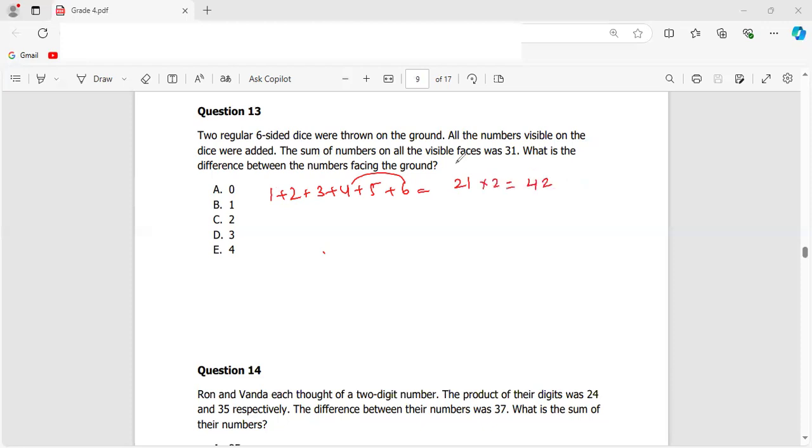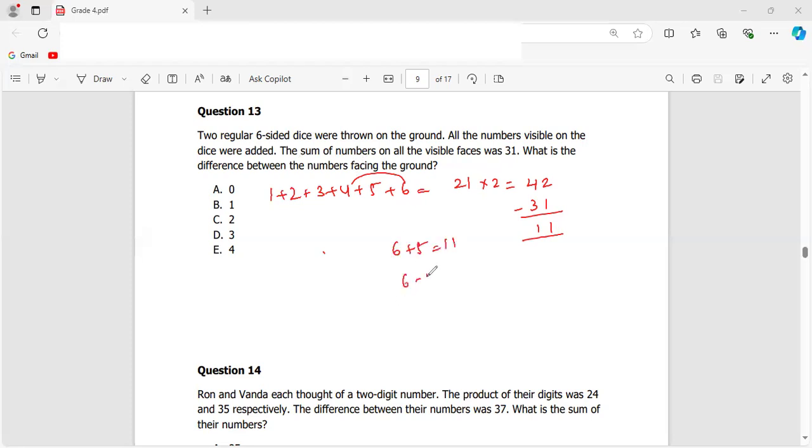So now it's 42. The sum of the numbers on all the faces of a cube adds up to 42. Now, what is visible to us is 31, so what is not visible to us is 11. The numbers which are facing the ground add up to 11. So what numbers will add up to 11 from these? There are only 2 numbers: 6 plus 5 will add up to 11.